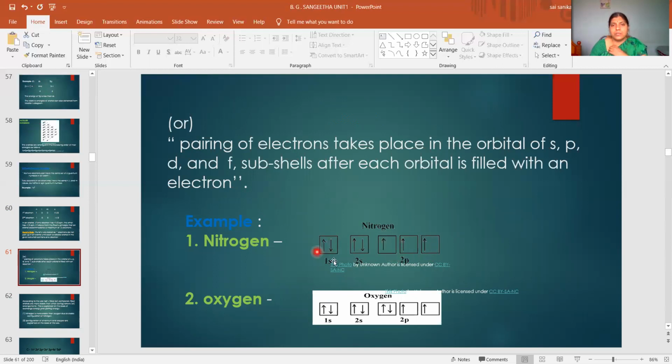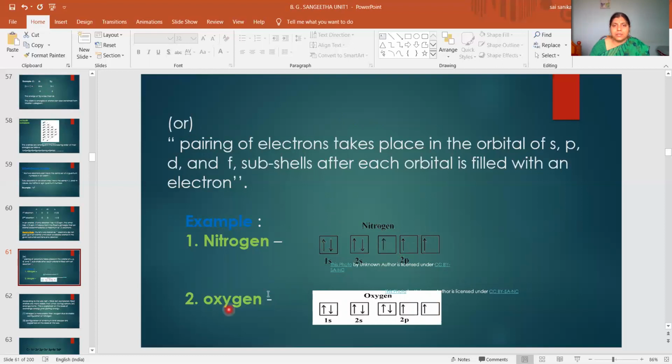So its configuration is 1s2. The 1s orbital is totally filled. Here also 2s is totally filled. Then how many electrons remain? Three electrons: 1, 2, 3. So the px orbital gets one electron, the py orbital one electron, then pz. So the configuration is finished.